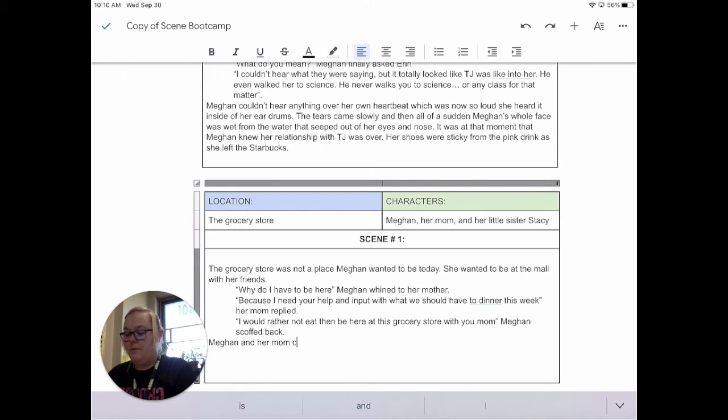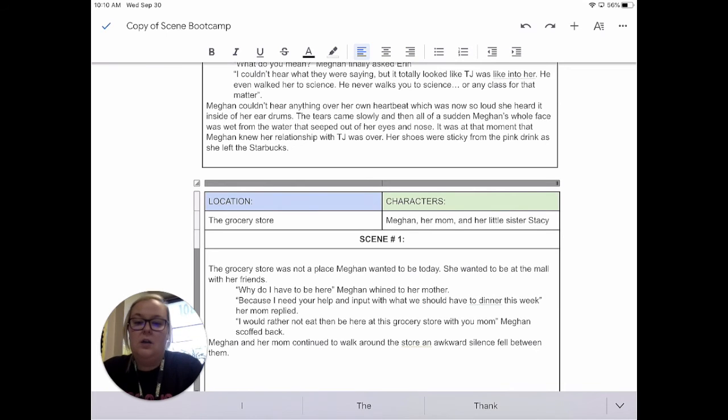Megan and her mom continued to walk around the store as an awkward silence fell between them.